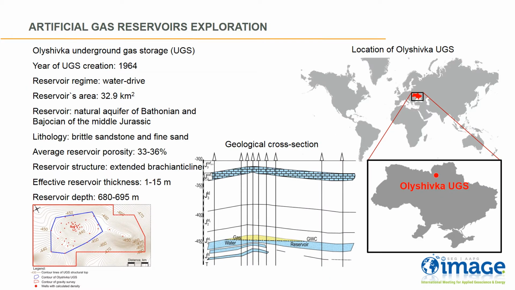Olyshivka UGS was created in a natural aquifer of Bathonian and Bajocian of the Middle Jurassic in the mid-1960s with the aim to supply seasonal demand for gas in Kiev. The reservoir is a water-bearing horizon of good quality and consists of brittle sandstone and fine sand with average porosity 35%. Structurally, it is an extended brachyanticline with up to 15 meters effective thickness at a depth near 700 meters below ground level.